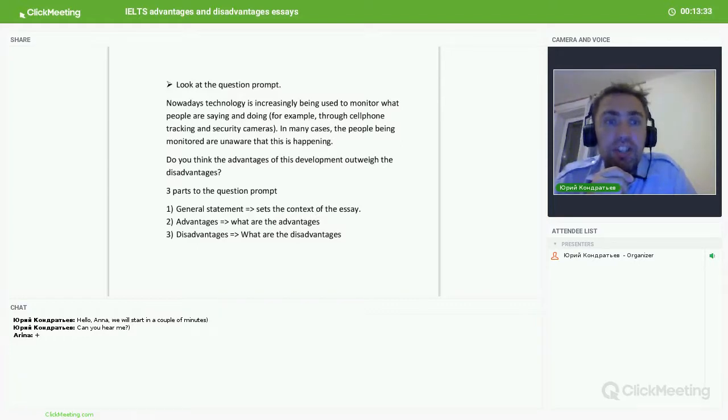Well, first of all, this is the general statement, which sets the context of the essay. So nowadays technology is increasingly being used, blah, blah, blah. This is the general statement. Then advantages. What are the advantages? And disadvantages. What are the disadvantages? So there are basically three parts to this question.